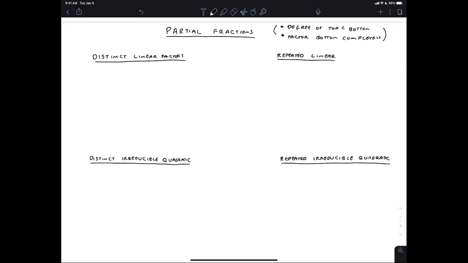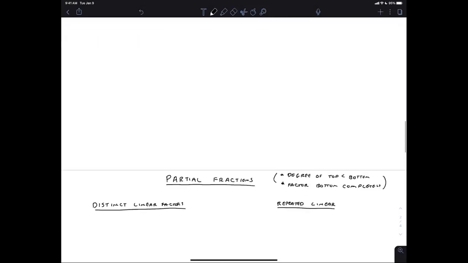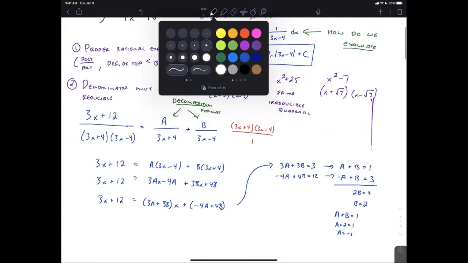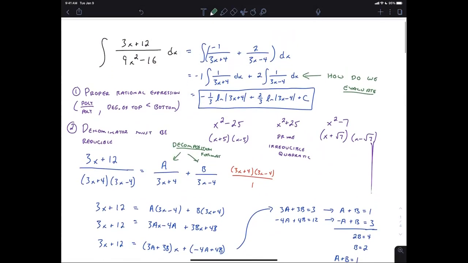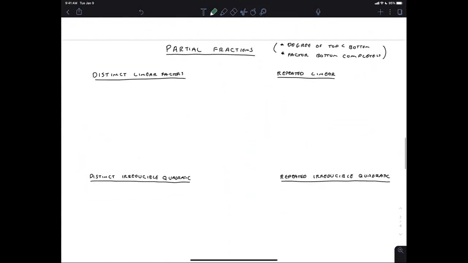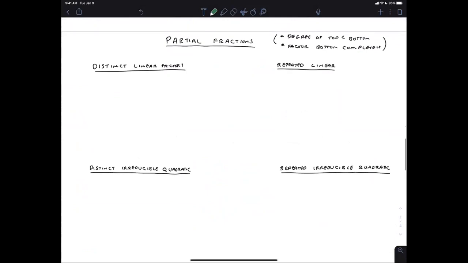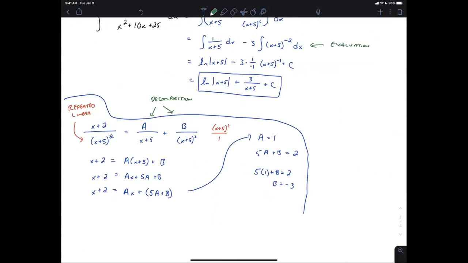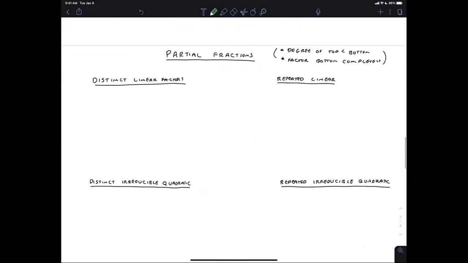So there are 3 things to consider with each of these. One is, what does it look like in the problem? These are distinct linear. This one is a repeated linear, and then we want to know what the other ones look like. We want to know how to handle the decomposition, so how do we do this A and B stuff? And then once we get to the integral, how do we handle the evaluation of those integrals? We're going to summarize that here.